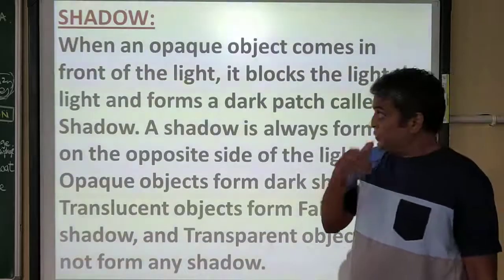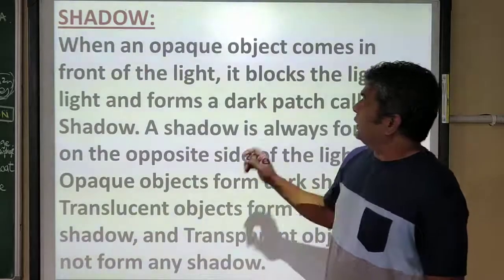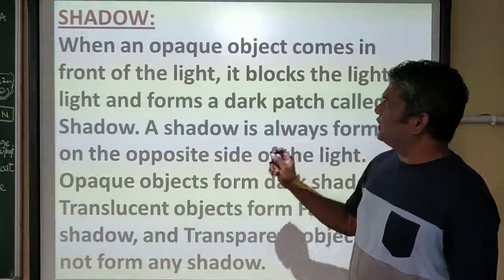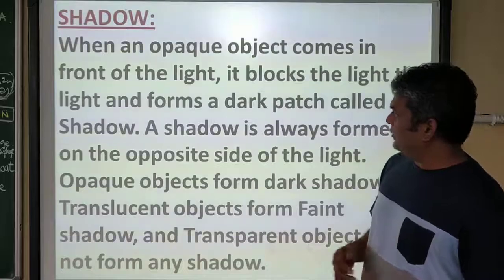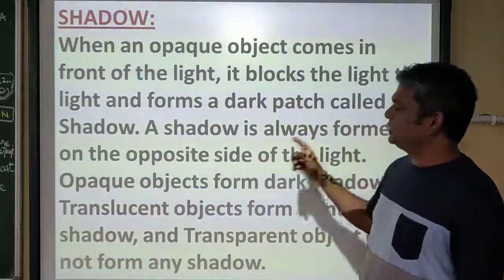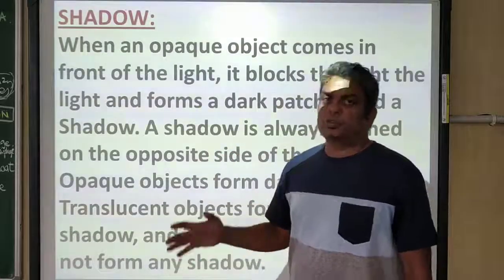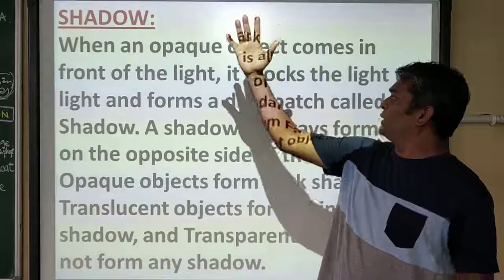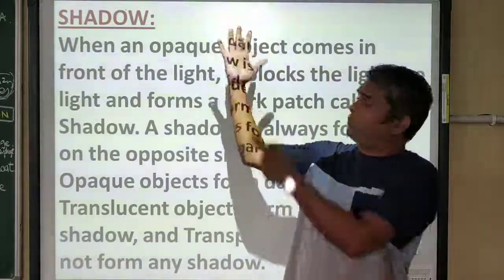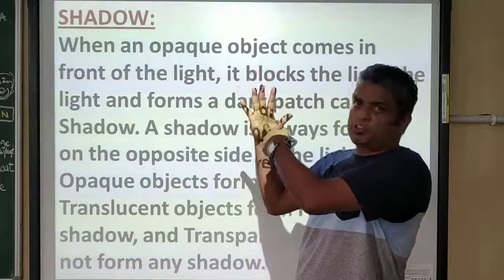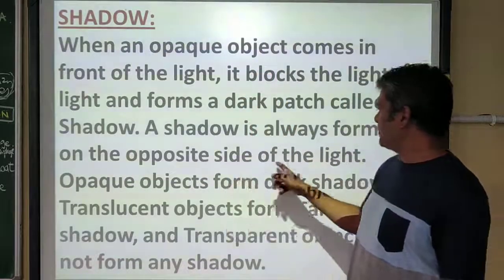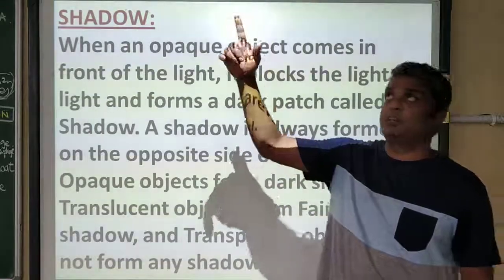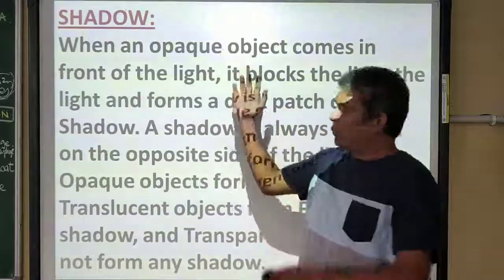Now, shadows. When an opaque object comes in front of the light, it blocks the light and forms a dark patch called a shadow. Okay. So, just as I put my hand here, you can see my shadow. My hand is opaque because light cannot pass through my hand. A shadow is always formed on the opposite side of the light. So light is in front and my shadow is forming on the opposite side.